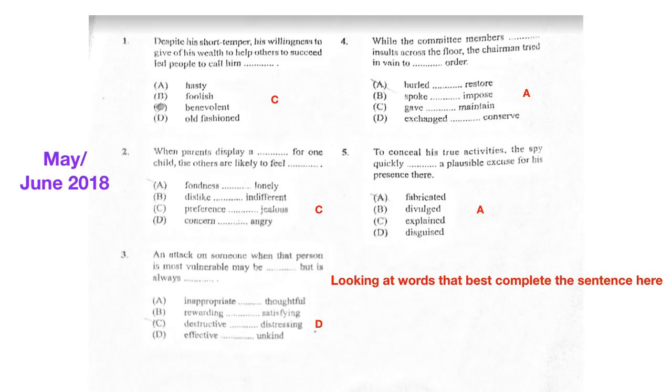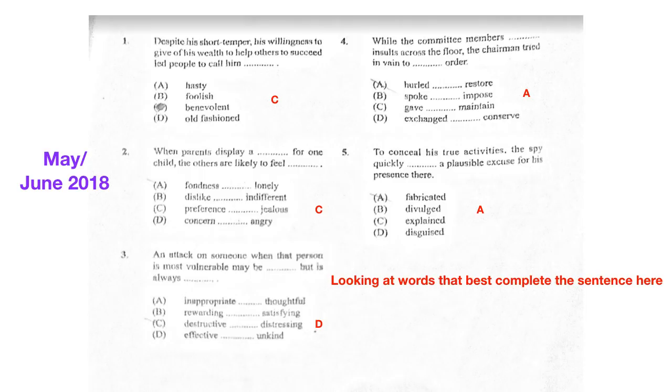I do not agree with all of them, so I'm going to tell you what I disagree with. Number one there is C, benevolent, meaning kind. Number two, when parents display something for one child, the others are likely to feel what? You're trying to complete these sentences with the best words possible. All right, so when parents display a fondness for one child, the others feel lonely.